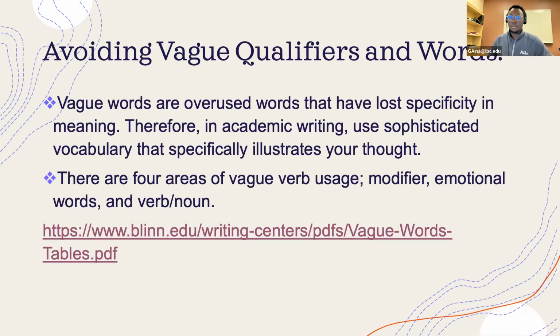All right. So avoiding vague qualifiers and words, right? Vague words are overused words that have lost specificity in meaning. Therefore, in academic writing, use sophisticated vocabulary that specifically illustrates your thoughts, right? There are 4 areas of vague word usage. First one is modifiers, emotional words, and verbs/nouns, right? So we'll be looking at that right here.